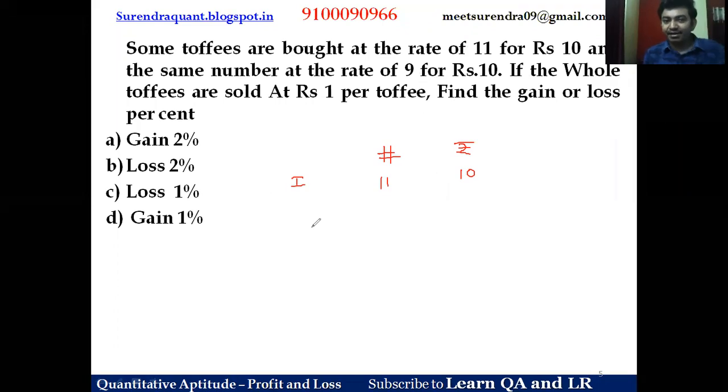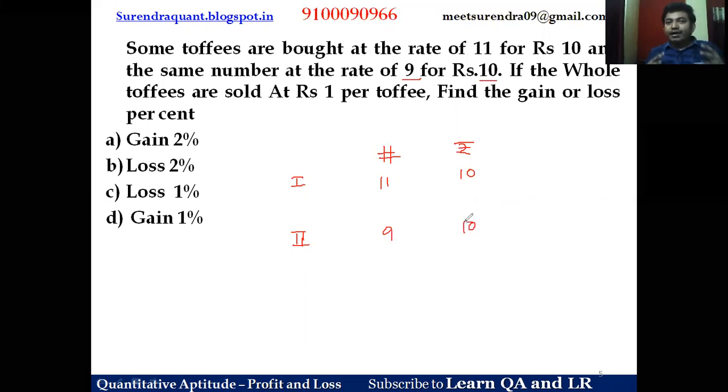That we'll manipulate here. There is a second variety which he is purchasing, in an equal number of quantities as the first variety. So 9 for 10 rupees. If all the toffees are sold at the rate of 1 rupee per toffee, find the gain or loss percentage.